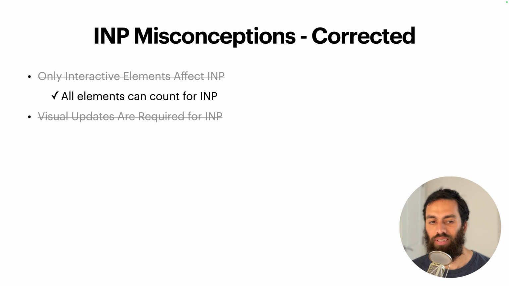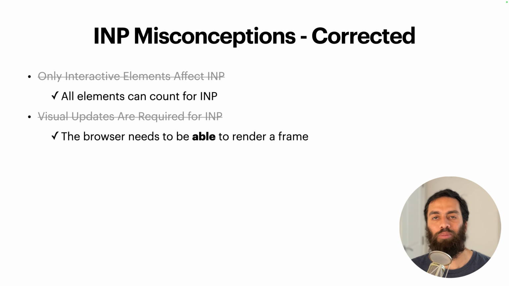What about this misconception? Visual updates are required for INP. Not exactly. It's all about the browser having the opportunity to do the next paint or to do the next frame. Whether or not the paint happens is sort of outside the scope of INP. So maybe you could look at it as, instead of interaction to next paint, it's interaction to the next opportunity to paint. Doesn't sound as catchy though, does it?